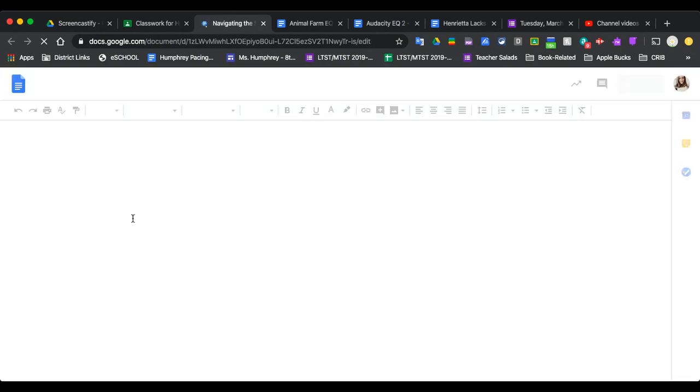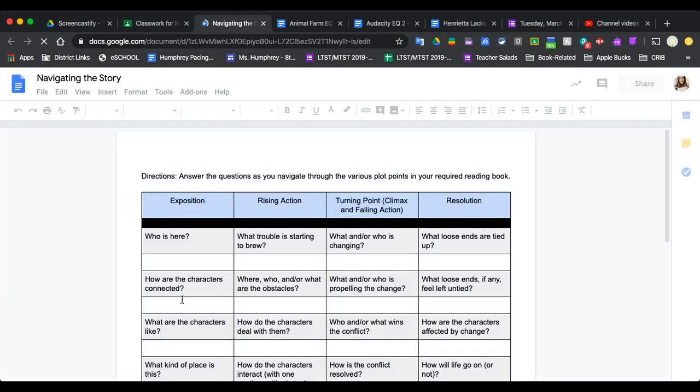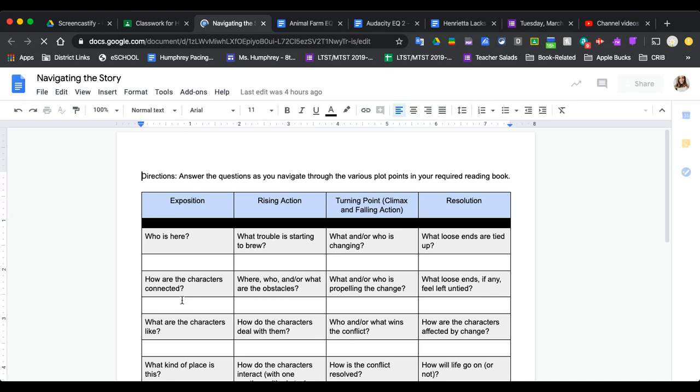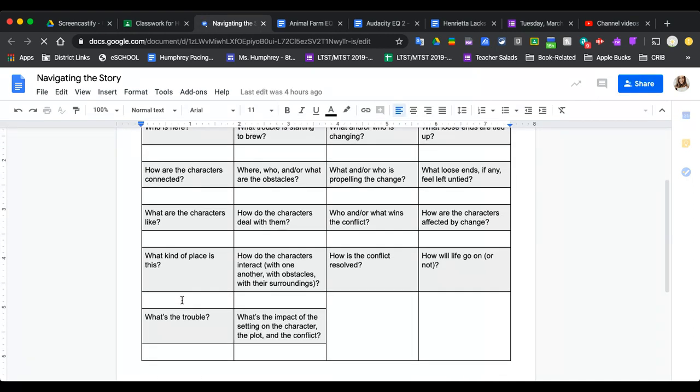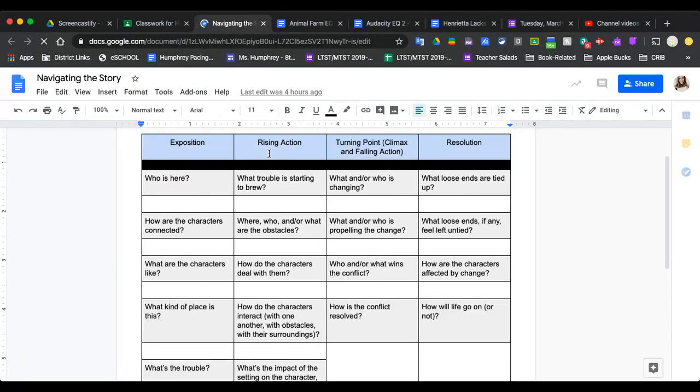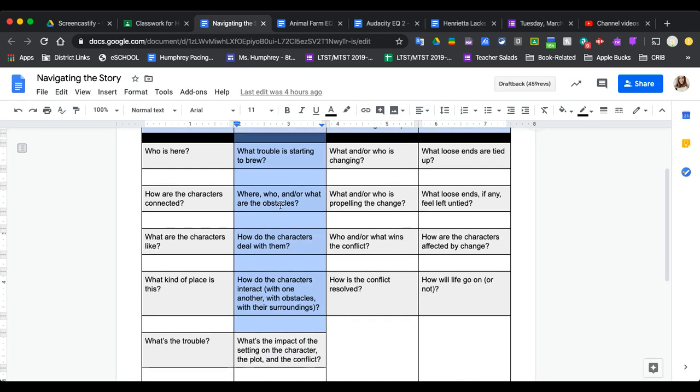So let's click on that. First column, like I said, is the exposition column here. This is the characters, the setting, the kind of place that these characters are living in, what sort of trouble's going on. Second column is a little bit similar, but it's building off of these first things from this first column. So you're going to be working with the rising action. You're going to be letting me know what trouble is starting to brew. Is there anything else that's starting to get worse, or the initial conflict that you thought was there is starting to escalate and turn into something worse?